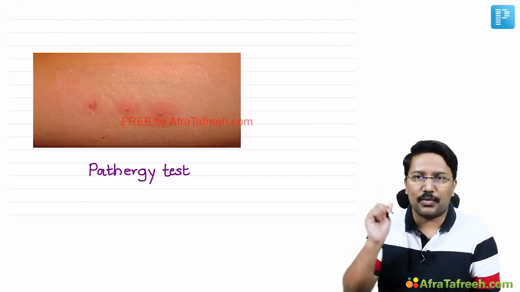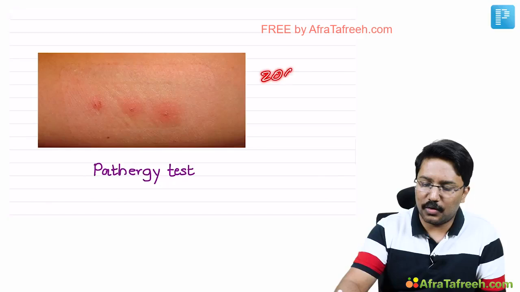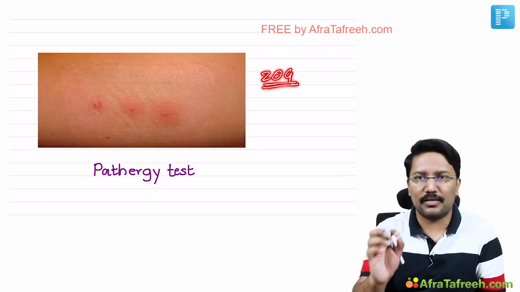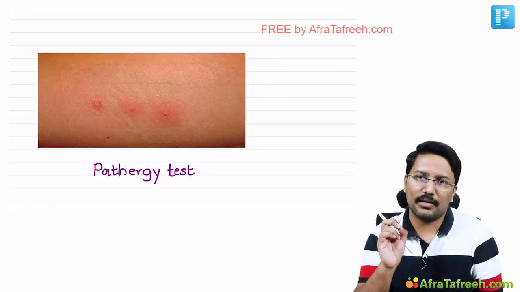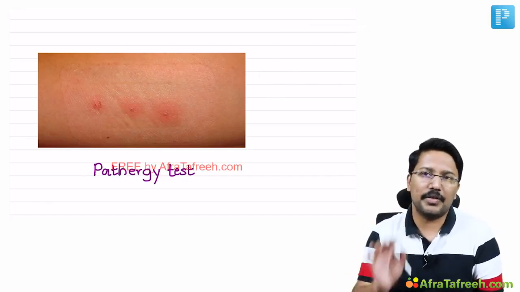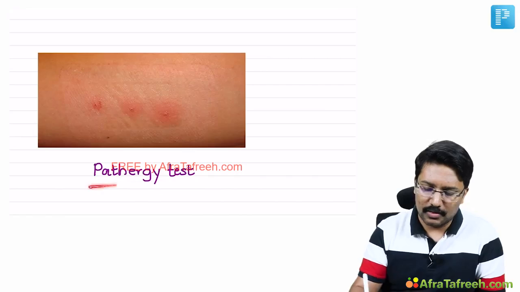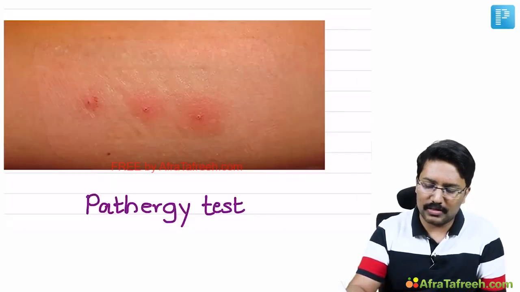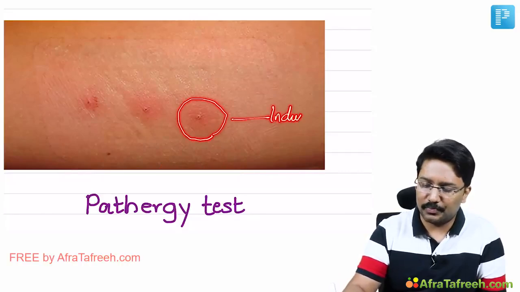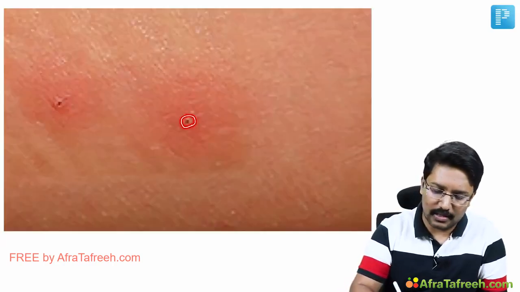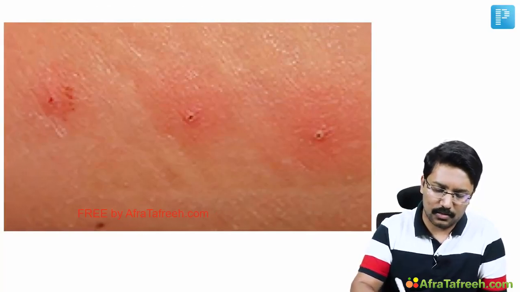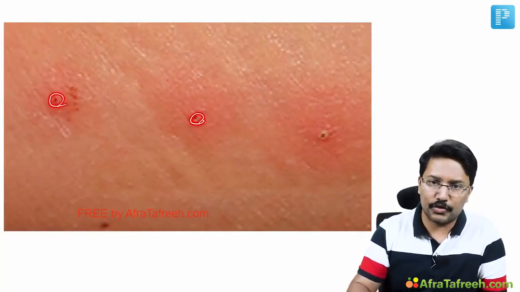What is the Pathergy test? You take a needle. Usually we take a 20 gauge needle and prick the skin. Now in a normal person, what happens? The skin is pricked. There may be a little bit of bleeding and it heals. But in patients with Behçet syndrome, before healing occurs, they develop an induration. In the early phases, they develop induration, and later on, you may also notice that the prick site develops pustules.